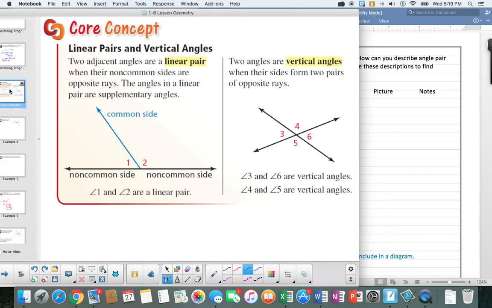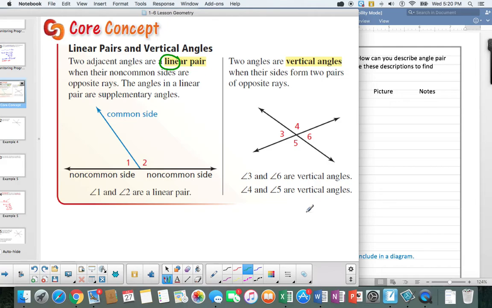Okay, our next screen is going to give us 2 more vocabulary words about pairs of angles, and the next one is linear pair. Now notice the word line is in here, so it's not far-fetched to see that there's a line in this picture. So a linear pair is when 2 angles share a common side, and their non-common sides make a line. They end up being opposite rays. So those are a linear pair.